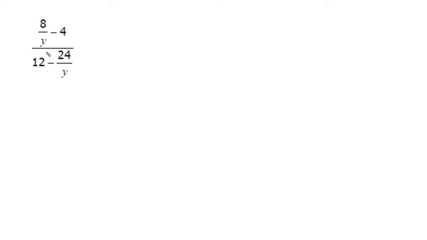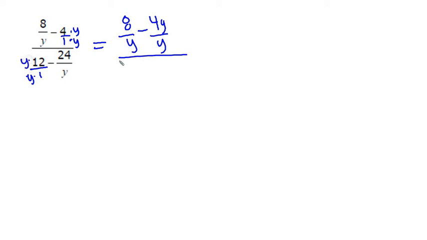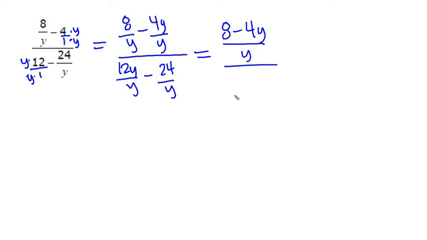Okay, so again, we have a single fraction over a single fraction, so I'm going to make that a 1. So this has a y, so this one needs a y, top and bottom. So that gives me 8 over y minus 4y over y all over. Same thing here, this one needs a y. So I have 12y over y minus 24 over y. So now that they have the same denominator, I can combine like terms. So I have 8 minus 4y over y all over 12y minus 24 over y.